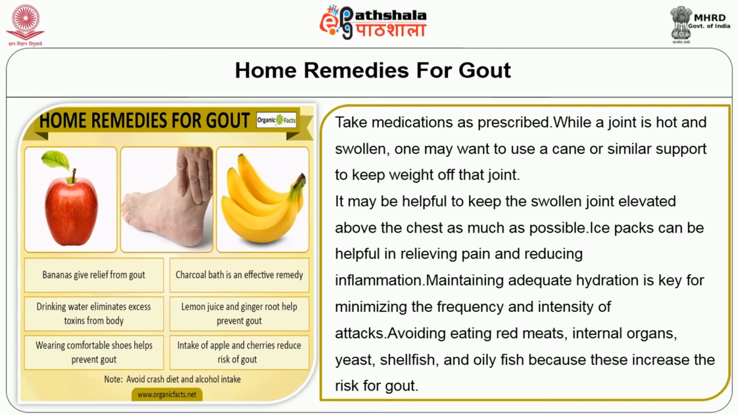Maintaining adequate hydration is key for minimizing the frequency and intensity of gouty attacks. Drinking cherry juice may decrease the intensity and severity of the attack. Not only cherry juice, any fruit juice can also be consumed. Avoid eating red meats, internal organs, that is organ meats, yeast, shellfish and oily fish, because these increase the risk for gout.